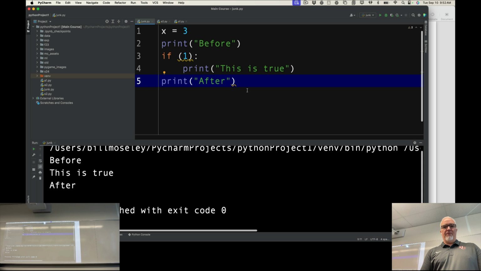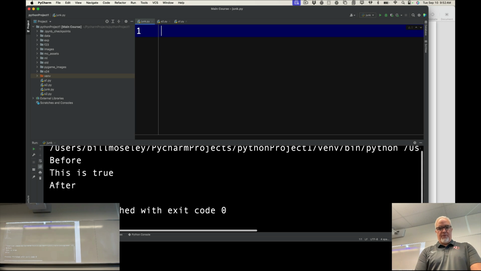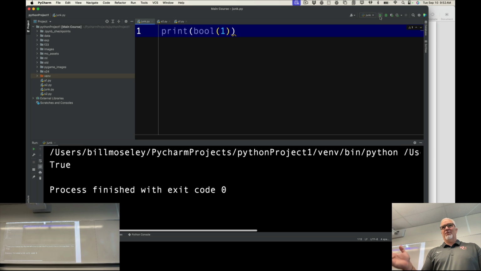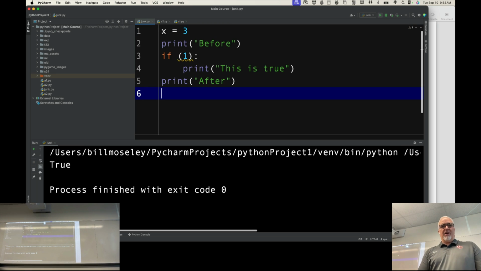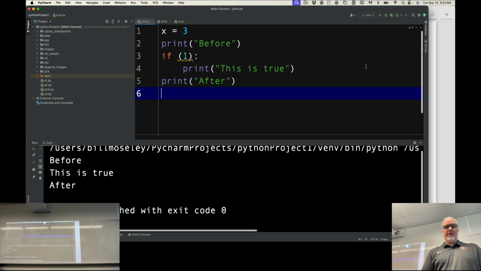Okay, so remember, if we convert the number 1 to a Boolean and print it out, what is it going to print? It prints true. So if I go back to this, does it print? Yes, it prints because number 1, if you switch to a Boolean, is true.